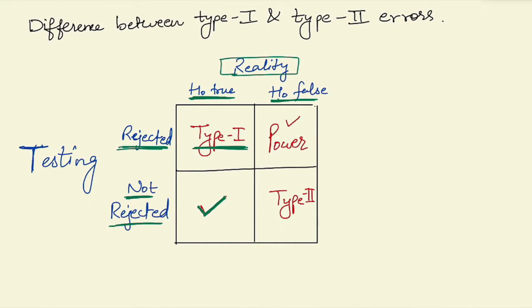Now the third case, when the hypothesis is false and we reject it, is again fine. So this has a term known as power, which is referred to as the probability of rejecting the null hypothesis given the hypothesis is false, and this is known as power.